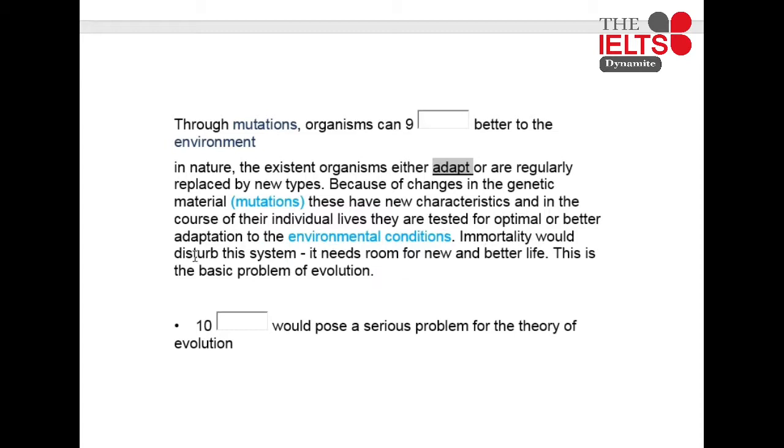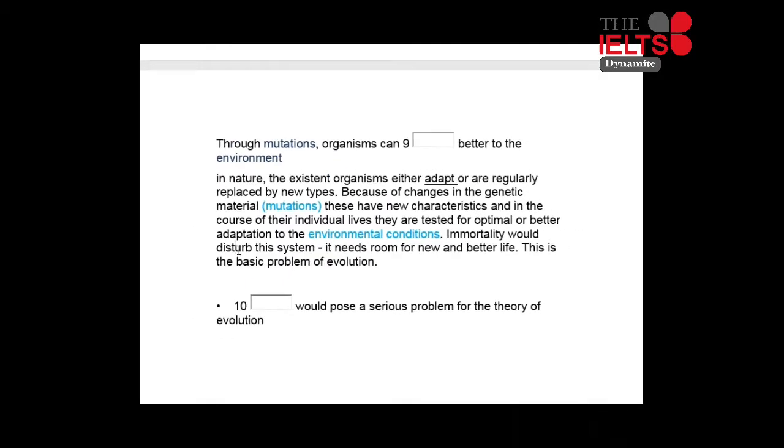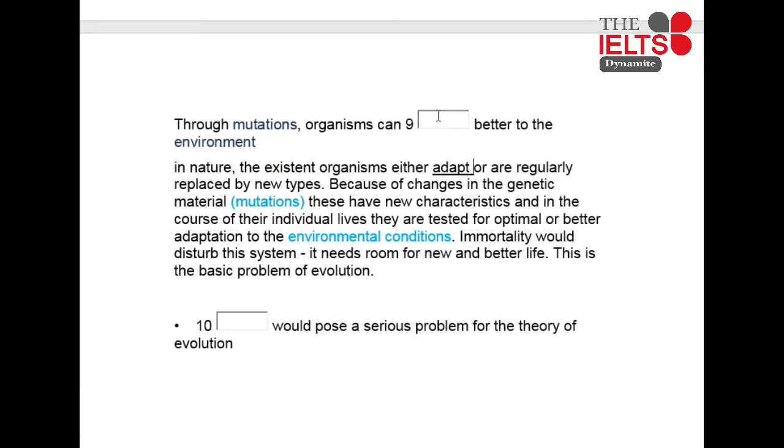Disturb this system. He wants to say something better here, and disturb is something worse or something negative. Here I need a verb that says something positive, not something negative. The only verb here suitable is adapt. So the answer is adapt. So adapt is the suitable answer here. Let's move to the next point.